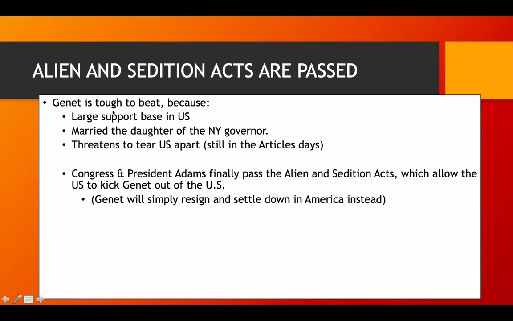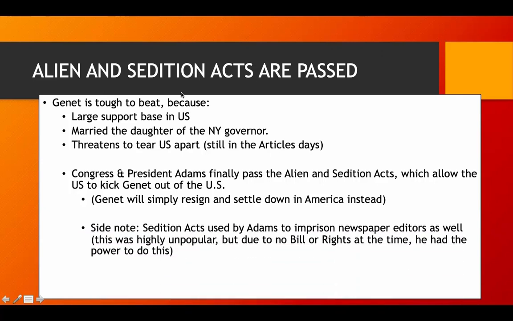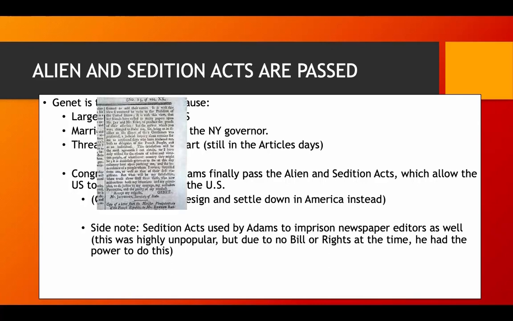The other thing that the Alien and Sedition Acts, unfortunately, are used for is to silence American newspapers, because the idea of the freedom of speech and the freedom of the press was still being ironed out, if you will. And so the Sedition Acts allowed President Adams, our second president, to imprison newspaper editors. And that's going to basically cost him a second term. Adams will not get reelected because this is so unpopular. But he's got the power to do this at the time, and it's kind of a weird thing to happen.